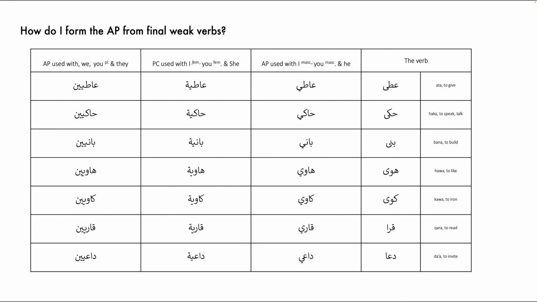Or go for it and pronounce the letter qaf how it should be, so it's qari, qariye, qarin. And again, whichever pronunciation you go for, it is absolutely fine. Kawa, kawi, kawiye, kawin. Hawa, hawi, hawiye, hawin. Bana, bani, which is a builder and a building. Baniye, banin. Haka, haki, hakiye, hakin.